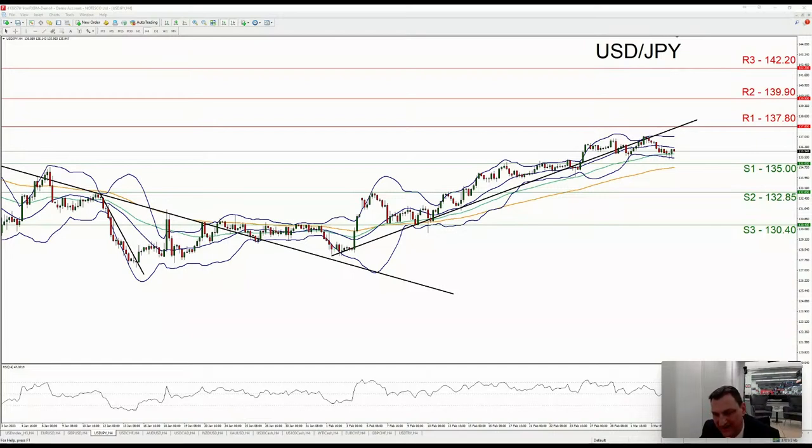Now, the bank is widely expected to remain on hold at minus 0.10%. And JPY OIS imply a probability of around 92% for such a scenario to materialize. So it's widely expected that the bank will remain on hold, keeping its negative interest rate.